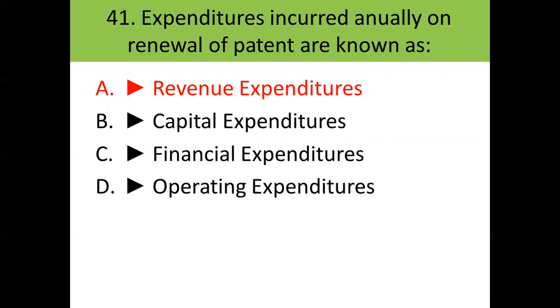Expenditure incurred annually on renewal of a patent is known as revenue expenditure. As I have said above on the other question, expenditure incurred for benefits which will last only for one financial year is a revenue expenditure. While expenditure that we have incurred for generating an asset that will benefit the business for the long term is called capital expenditure.